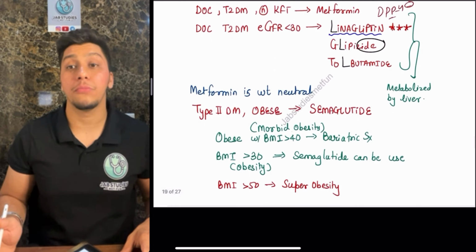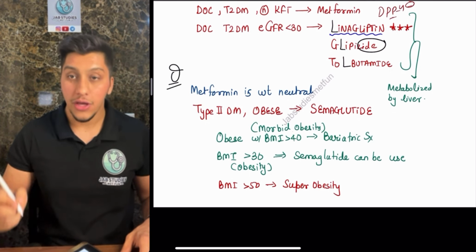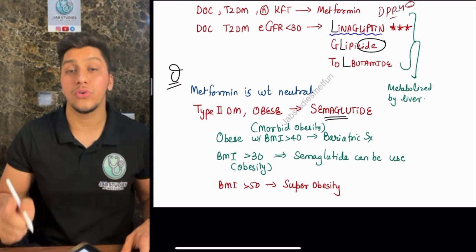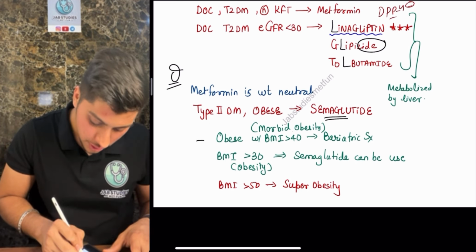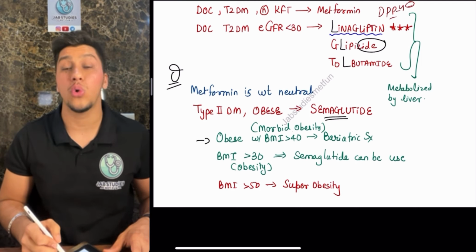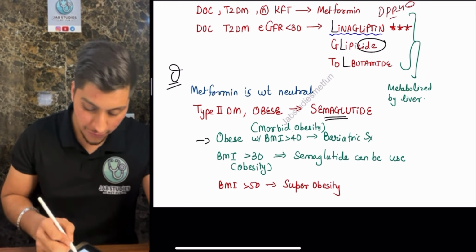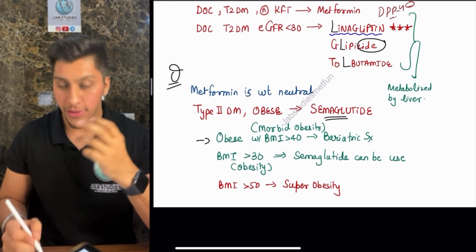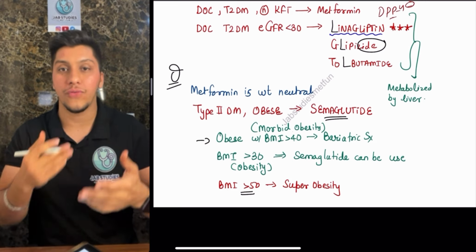Now, metformin, very important, does not reduce weight, it is a weight neutral drug. Which of the following drugs reduces the weight? That is semaglutide. But semaglutide is a very expensive drug, not everyone can afford it. Next, what about obese patients? If you have an obese patient who has BMI more than 40, you have to think about bariatric surgery. If BMI is more than 30, you can think about semaglutide to reduce the weight. If the BMI is more than 50, this is considered super obese and they need further management as well.